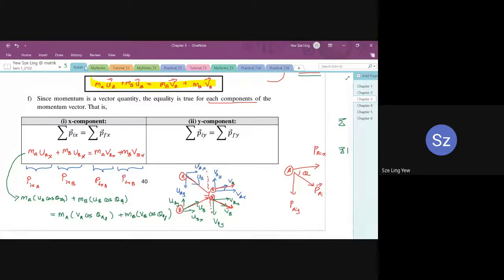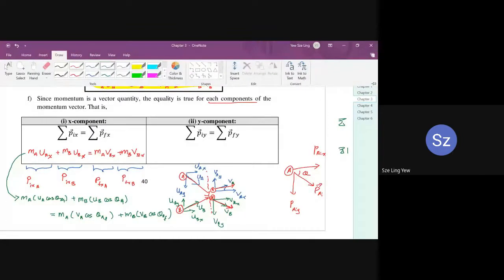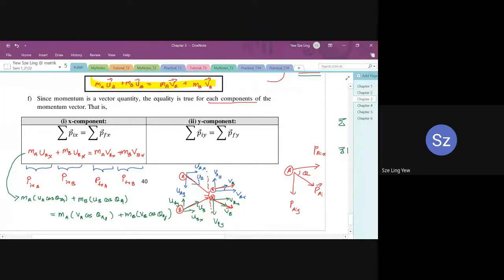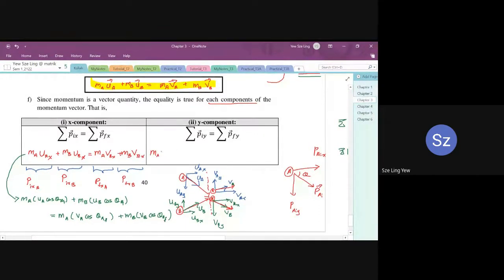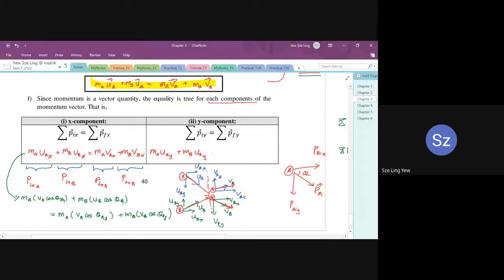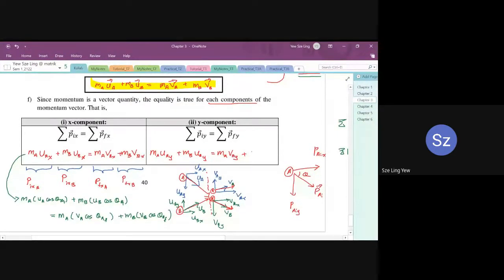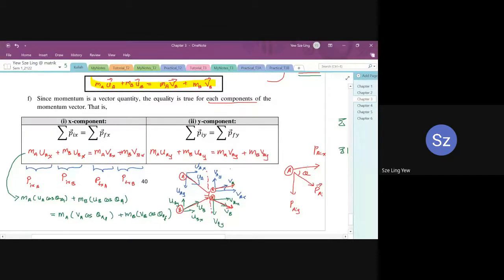So this is for the Y component. For the X component, what am I going to do? Same for the Y component. So MA UA, now the Y component, plus MB UBY component equals MA VAY component plus MB VBY component. Okay, and then after that, you just expand it into cos and sine theta form.